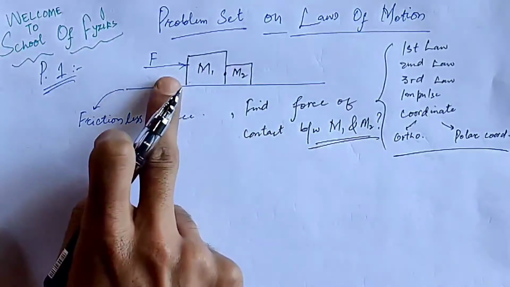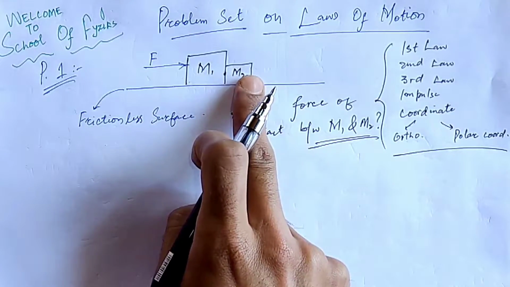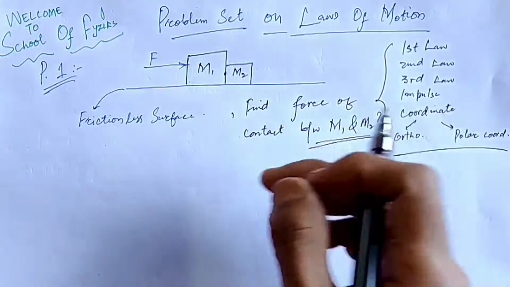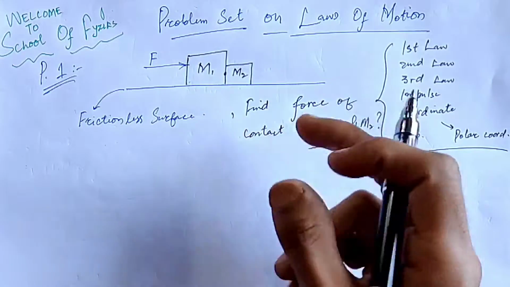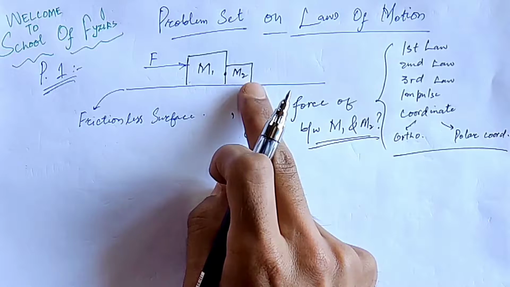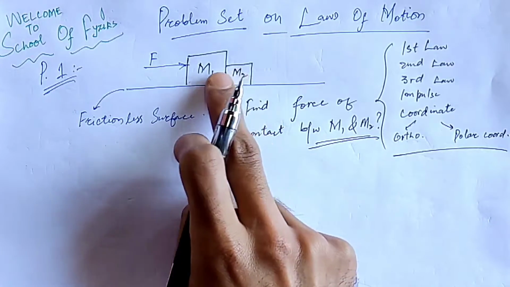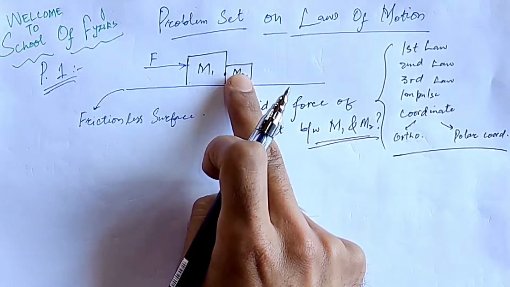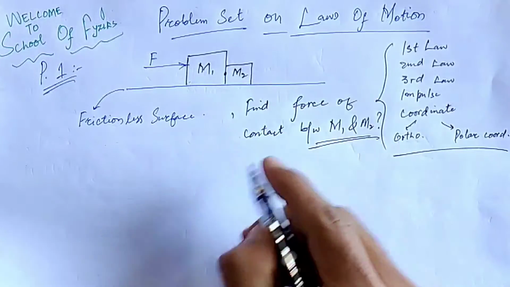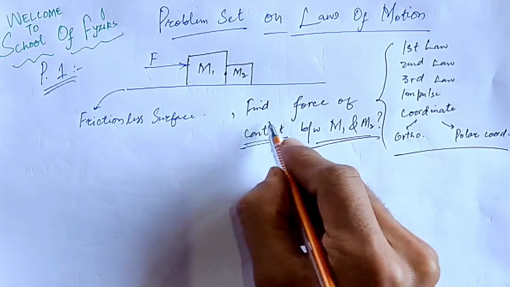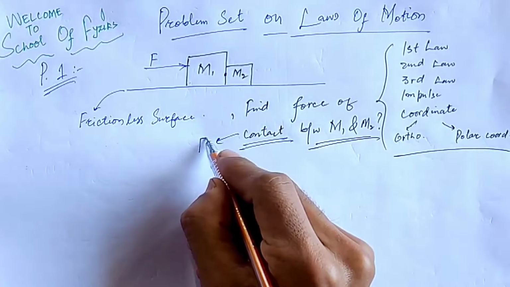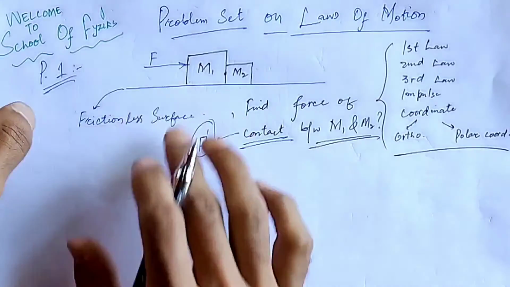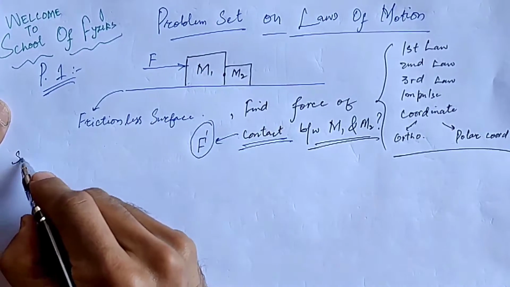If we apply the force on this body, that will result in the motion of the second body as well, from the second law of motion and the third law of motion. How that is applied, I will tell you in a moment. So we have to calculate the force which is exerted by body m1 on body m2. That will be the force of contact. So actually we have to find the force of contact. Let us denote this force of contact by F prime. So how to deal with this problem, the solution part.